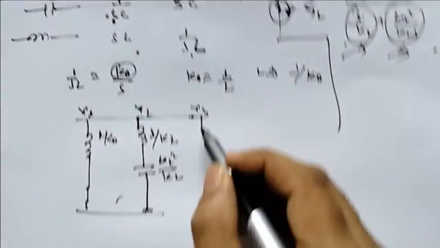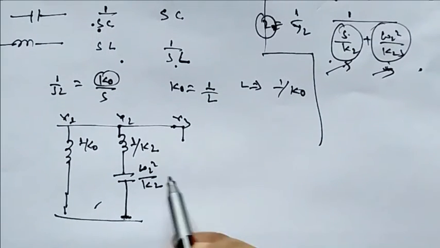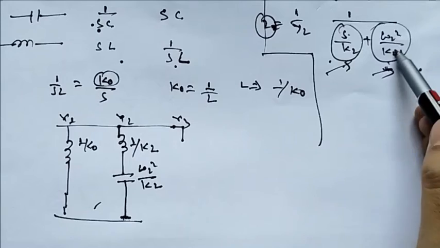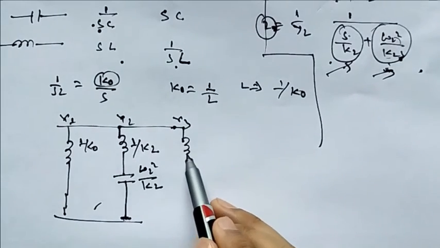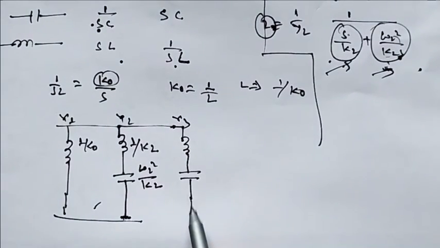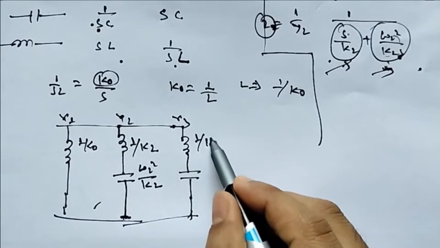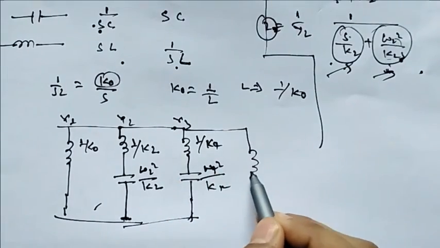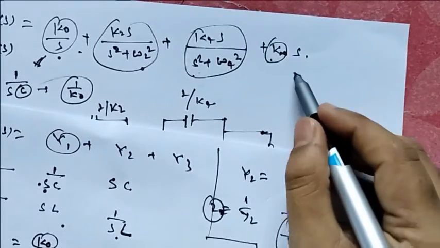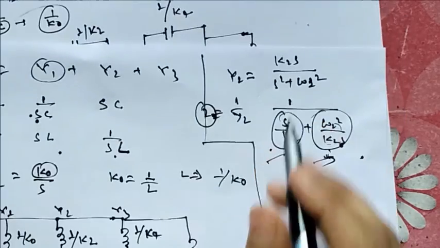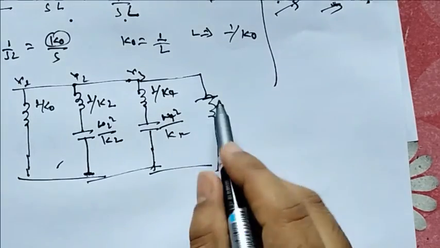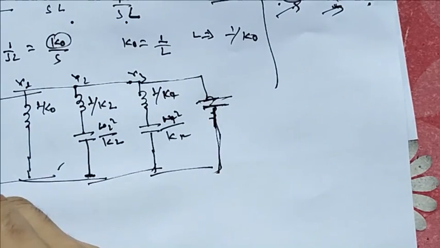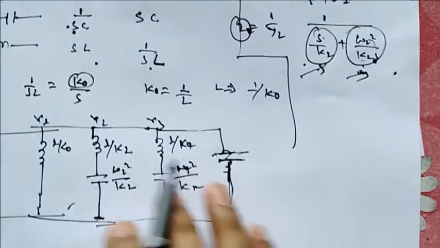Similarly, omega 2 square by K2, because if I compare with the capacitance 1 by SC, this will be your C. The remaining will be 1 by K4 and omega 4 square by K4, and at the end it will be terminated by C. This is your admittance and it must be capacitance, not inductance. So this is your Y of S function.